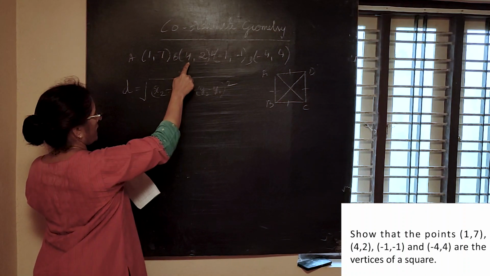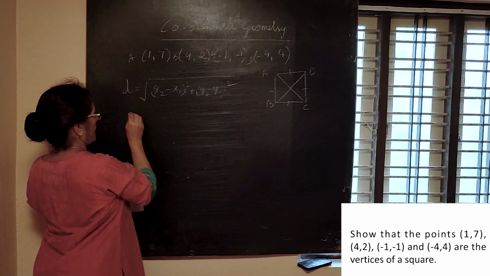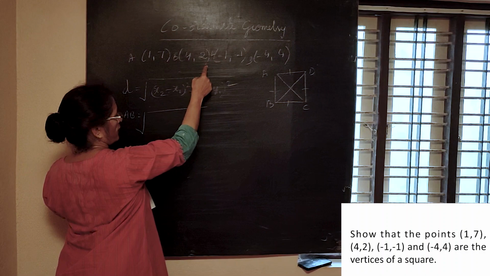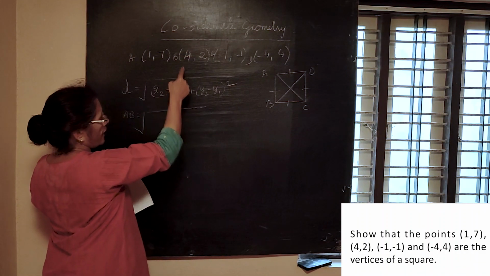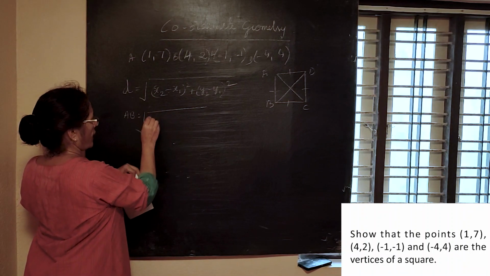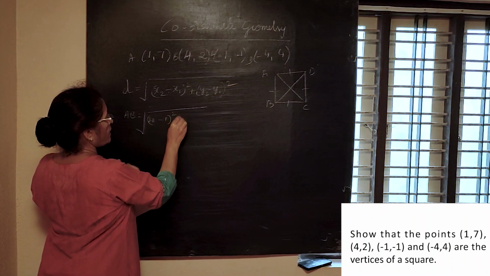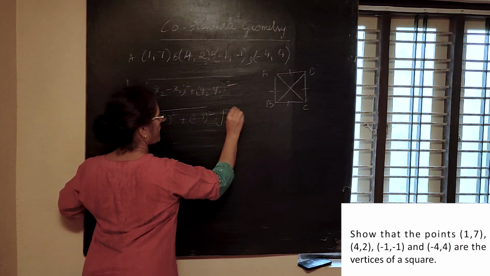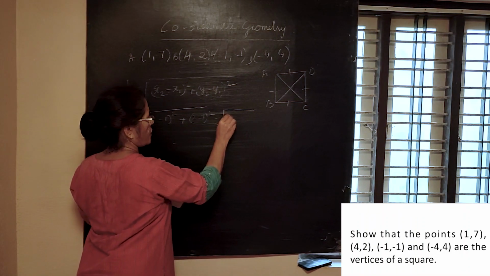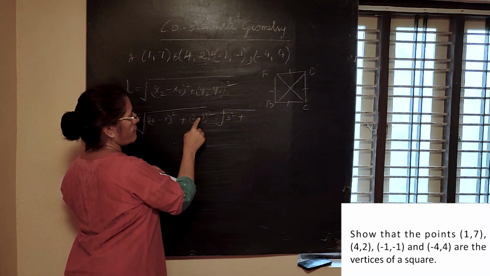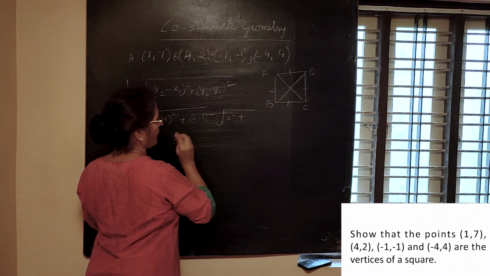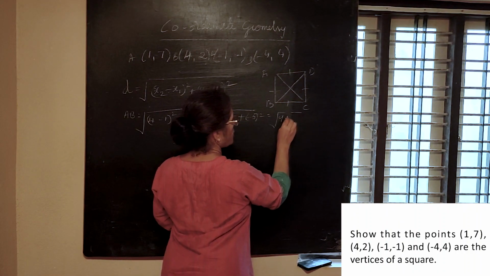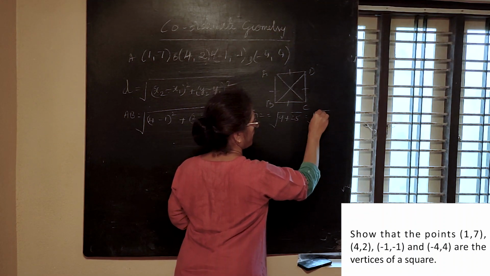AB is equal to square root of, now I need not write down x1, y1, x2, y2. Now we are practiced. So x2 minus x1 the whole square, 4 minus 1 the whole square plus 2 minus 7 the whole square. 4 minus 1 is 3 square plus 2 minus 7 is minus 5 the whole square. 3 square is 9 plus 25, is equal to square root of 34.